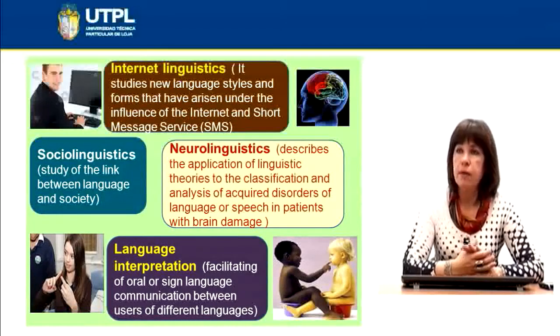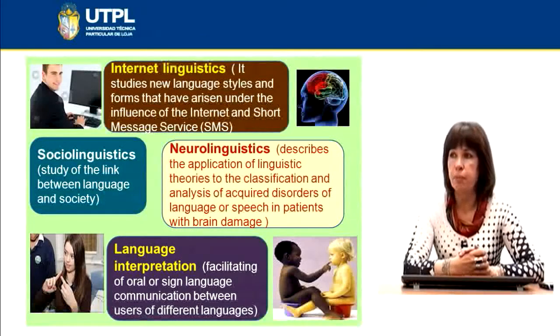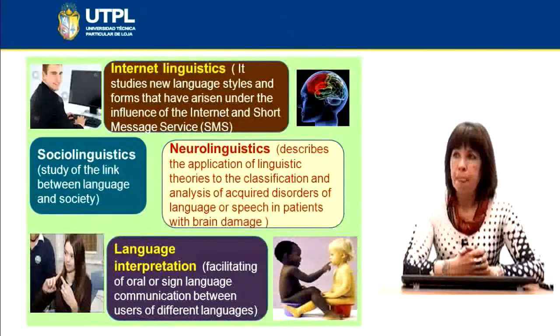Another branch is social linguistics. It's the study of links between language and society. And neurolinguistics describes the application of linguistic theories to the classification and analysis of acquired disorders of language and speech of patients with brain damage. It's also closely related to psycholinguistics.